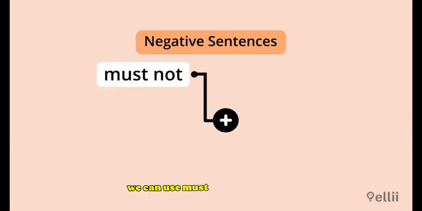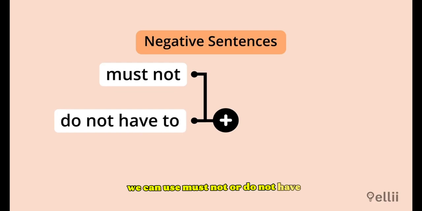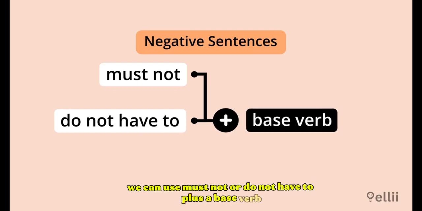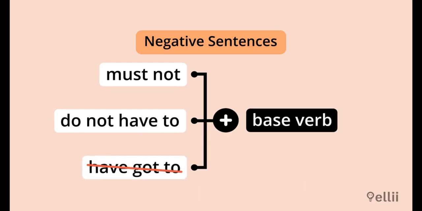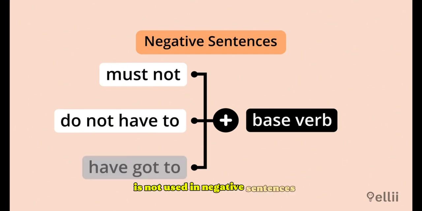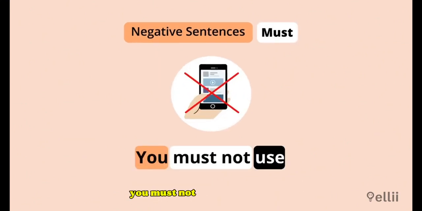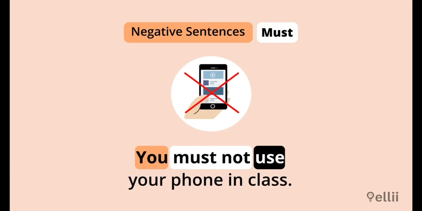In negative sentences, we can use must not or do not have to plus a base verb. Have got to is not used in negative sentences in North American English. You must not use your phone in class.